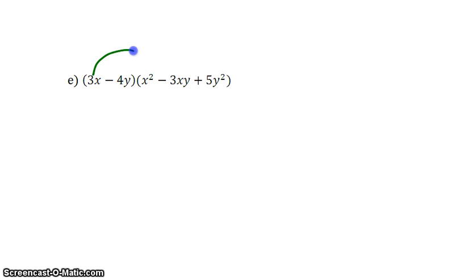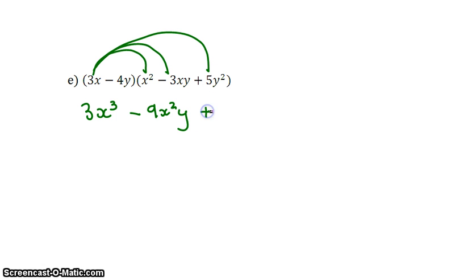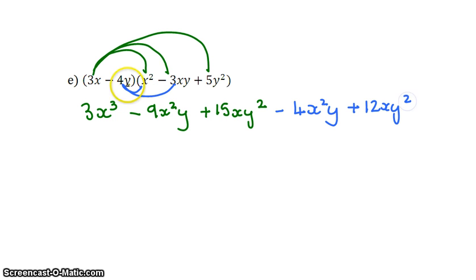Let's go. 3x times x squared would be 3x cubed minus 9x squared y plus 15xy squared minus 4, alphabetically, x squared y plus 12xy squared and minus 20y cubed.